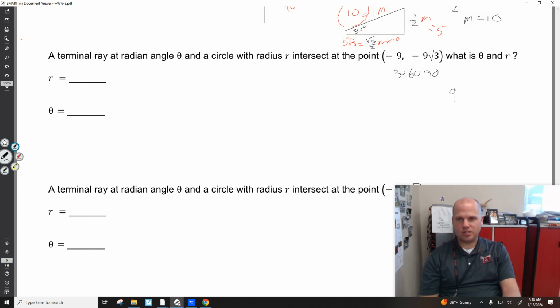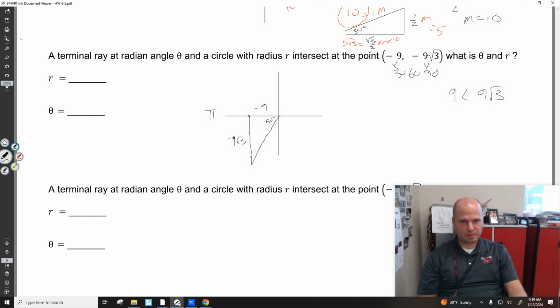You got to pay attention to 9 times root 3 has got to be bigger than 9. So in this situation, let's see if I can do this quicker. I go to the left less than I go down. This is x, this is y. I'm going to the left, negative 9. I'm going down more, negative 9 root 3. I know this is going to be a 60-degree angle. I know this is pi plus pi over 3. I know it's got to be 4 pi over 3.